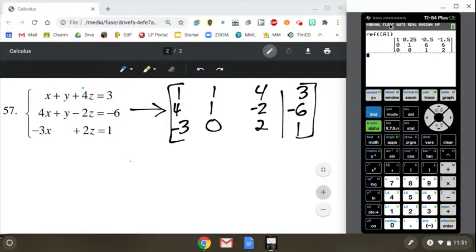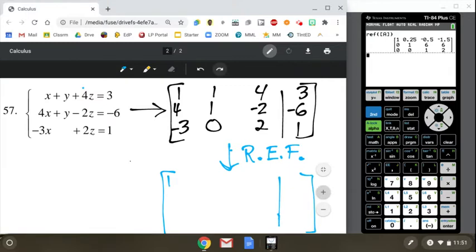Lovely, there it is. We've got the ones across the diagonal, the zeros underneath. So I'm going to go ahead and write that down. So row echelon form of this ends up being ones across the diagonal. So 1, 0.25, negative 0.5, negative 1.5 for that first row, 0, 1, 6, and 6 for the second row, 0, 0, 1, and 2 for the third row.